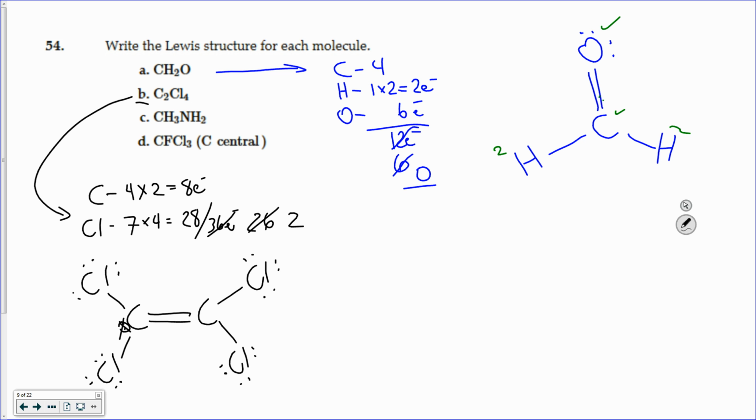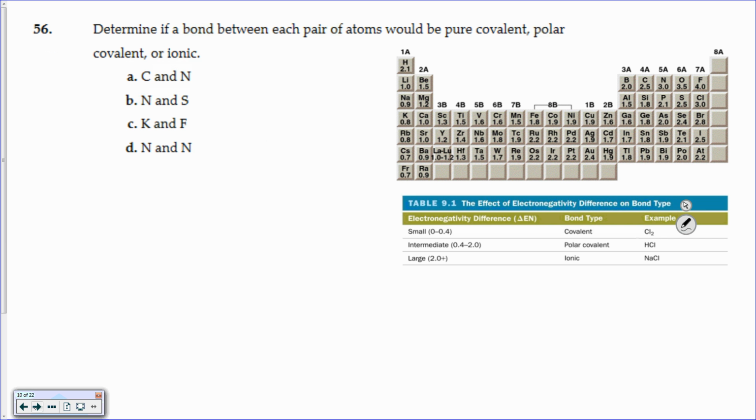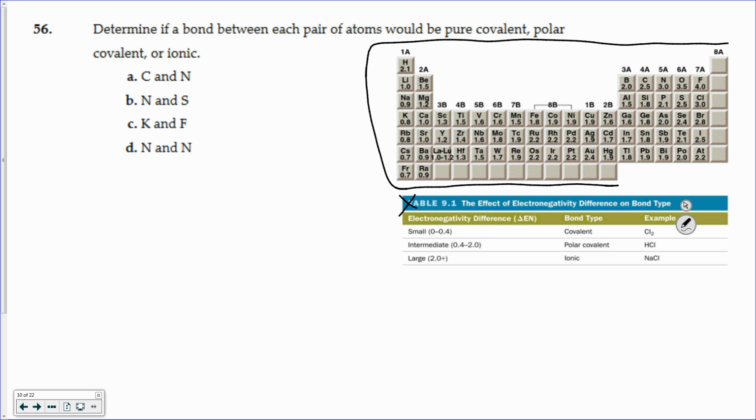All right, let's do a couple more. All right, so determine which ones would be pure covalent, polar covalent, and ionic. So again, you're going to get the electronegativity table. You're not going to get this table on the test, but you're going to get the electronegativities. You'll get this exact grouping. So what we're doing is looking for a difference in electronegativity and see where it falls.